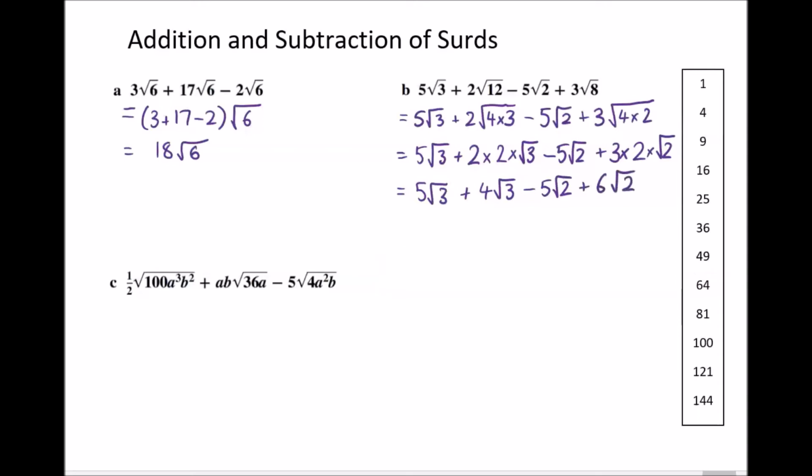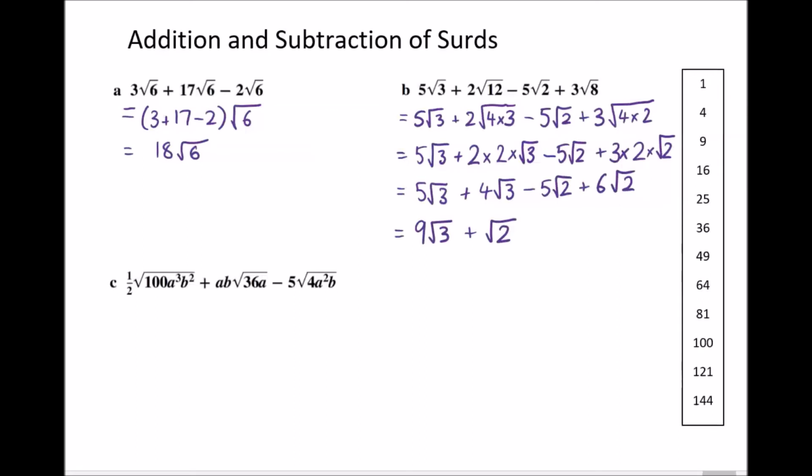Now all of our surds are simplified and we can see some more like surds there. 5 root 3 and 4 root 3 and minus 5 root 2 plus 6 root 2. So we collect our like surds. We'll do the square root 3's first. And we have 5 plus 4, which gives us 9 square root of 3. And we have minus 5 root 2 plus 6 root 2. Minus 5 plus 6 is going to give us 1 root 2, or just plus root 2. We don't need to write the 1. That simplifies down to 9 root 3 plus square root of 2.